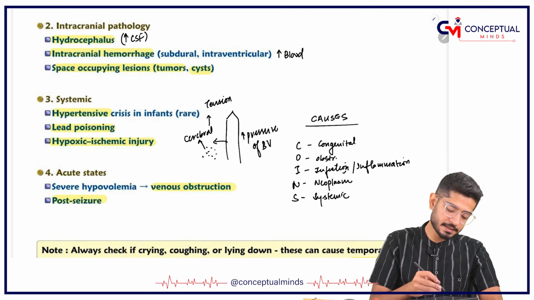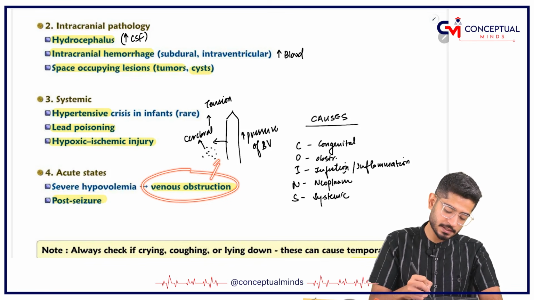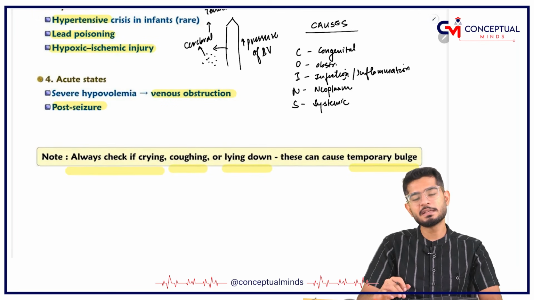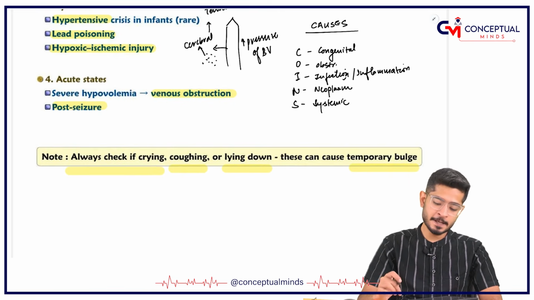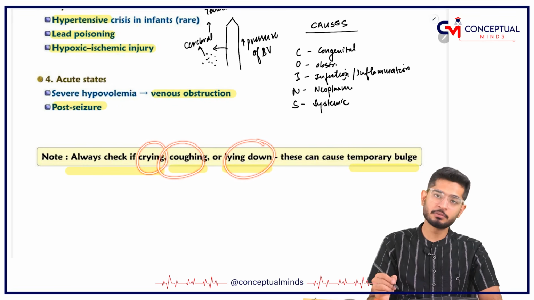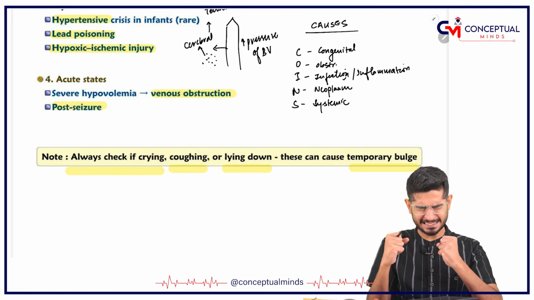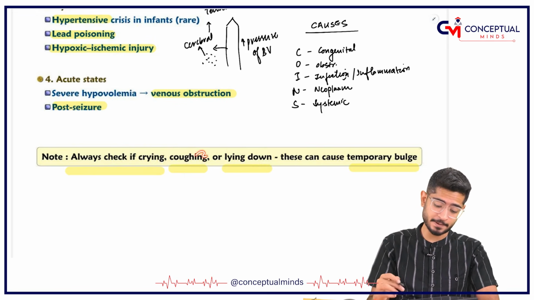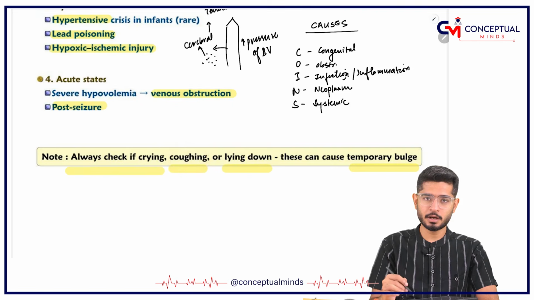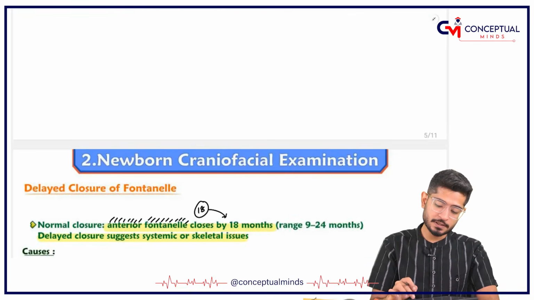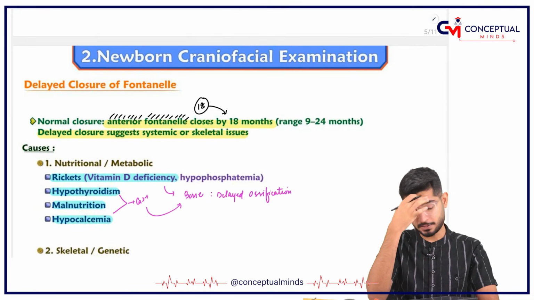Similarly, in states like venous obstruction, the same thing is going to happen, right? But sometimes this increased tension in the fontanelle can also be because of some physiological reasons, for example, crying, coughing, lying down, okay? If the baby is crying, exerting pressure, of course the fontanelles are going to be bulging. Coughing, again the pressure is going to increase and the fontanelle will bulge, okay? So these are the temporarily bulging conditions.